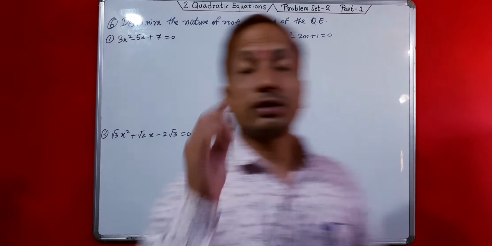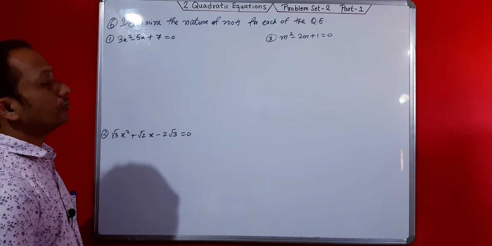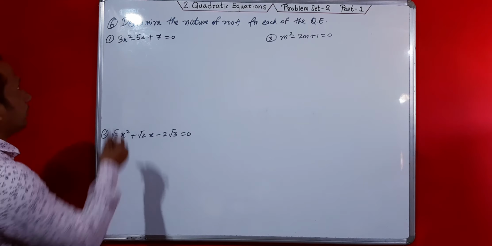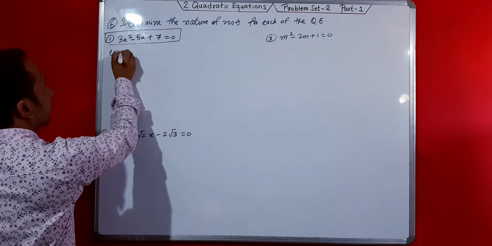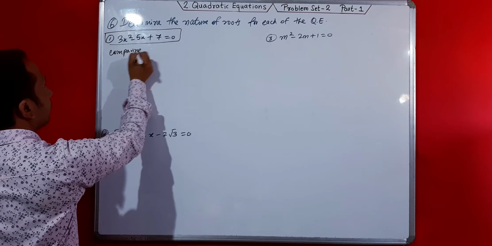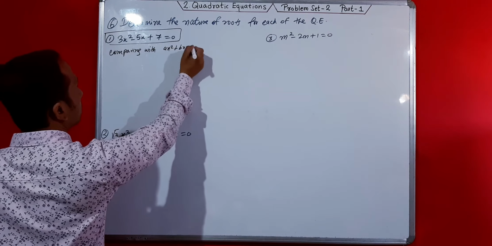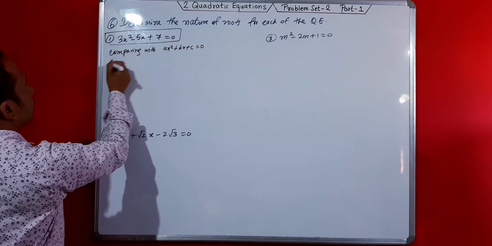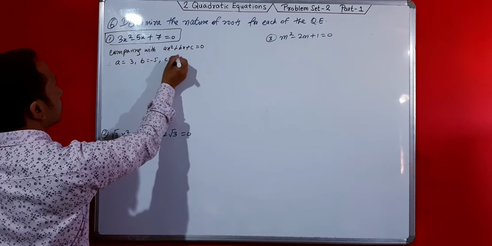Okay, so we'll solve question number 6. Determine the nature of roots for each of the following quadratic equations. We have to determine the nature of roots for this given quadratic equation. Comparing with ax square plus bx plus c is equal to 0, therefore a is equal to 3, b is equal to minus 5, and c is equal to 7.